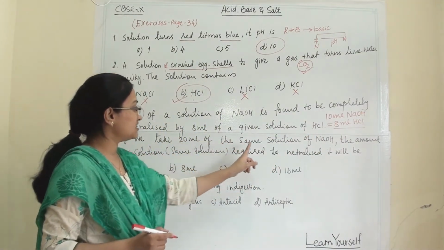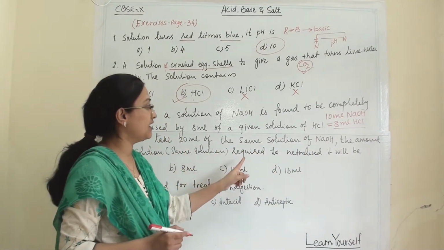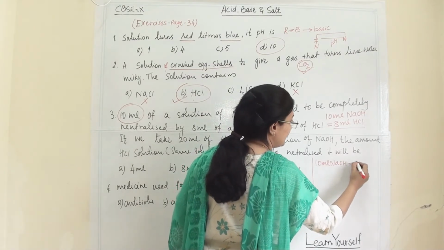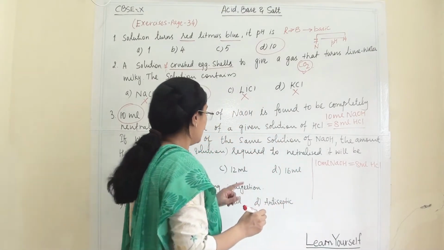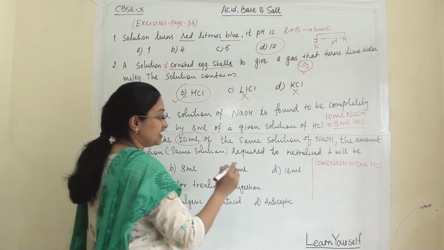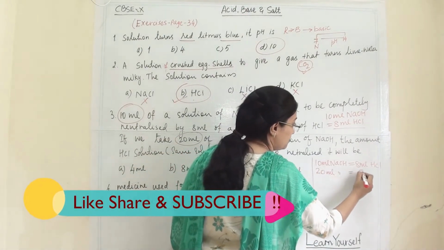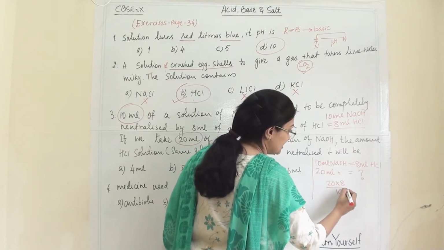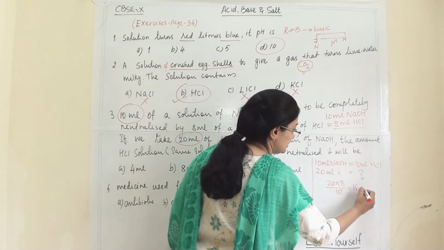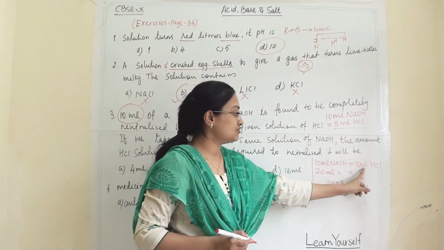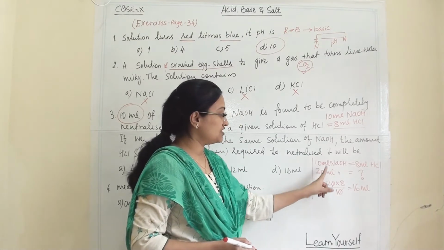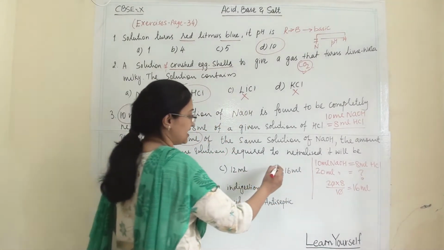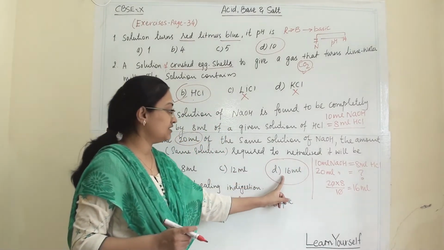Now if we take 20 ml of the same solution of NaOH, what is the amount of HCl solution required? Here we have to do the calculation. If we take 10 ml of NaOH, then we require 8 ml of HCl to neutralize it. So if we take 20 ml of the same NaOH, how many ml of HCl will we require? Now we will calculate: 20 into 8 divided by 10. So the answer we get is 16 ml. So when 10 ml of NaOH is neutralized by 8 ml of HCl, then for 20 ml of NaOH of the same strength, we will require 16 ml of HCl. Like this we have to calculate and write that 16 ml is the required quantity.